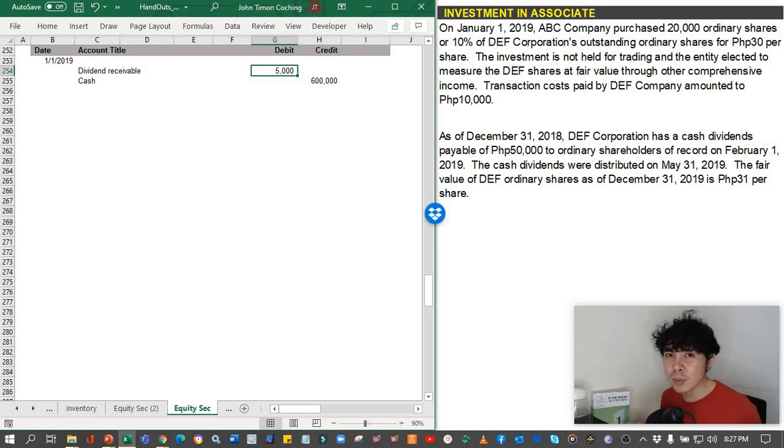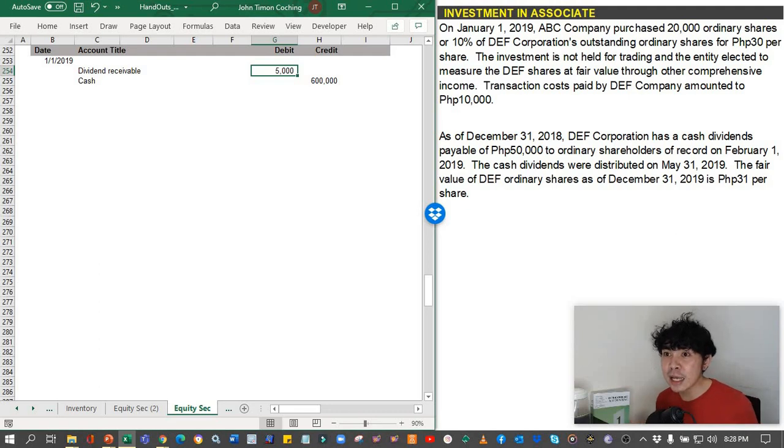So, yung 5,000 pesos, hindi ito magiging part ng ating investment, yung financial asset at FVOCI. Kasi nga, itong 5,000 pesos na to pertains to dividends. Yung dividend na yan, kaya yan naka-dividend receivable on January 1, 2019 kasi tayo na nga yung magiging shareholders of record on February 1. At tayo yung makaka-receive ng 5,000 pesos at date of payment. Kaya kapag dumating na yung date of payment, ang babayaran na ng 5,000 pesos dividends ay tayo na.